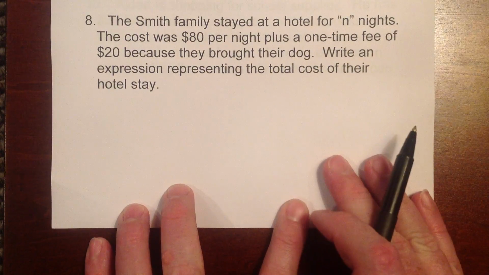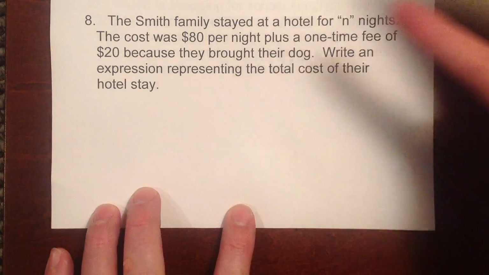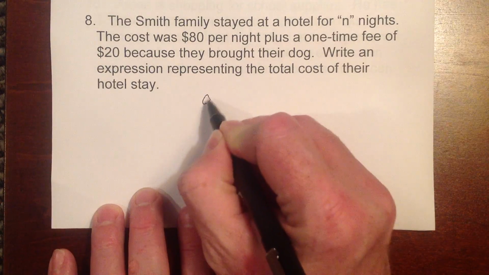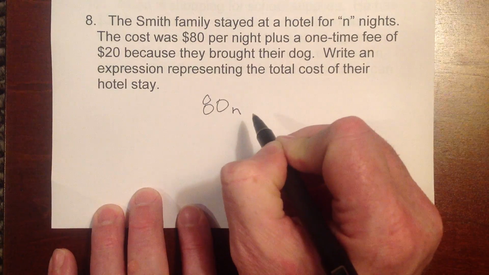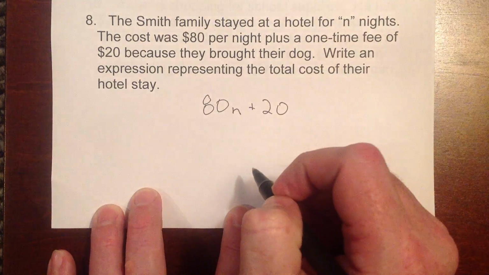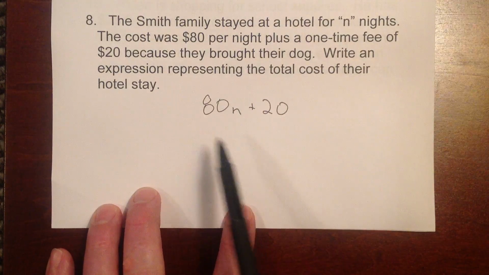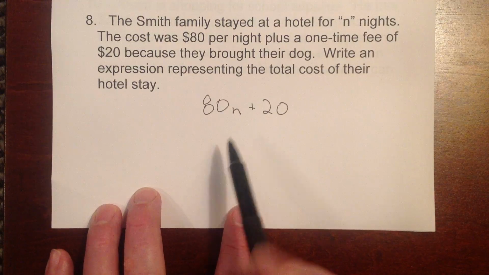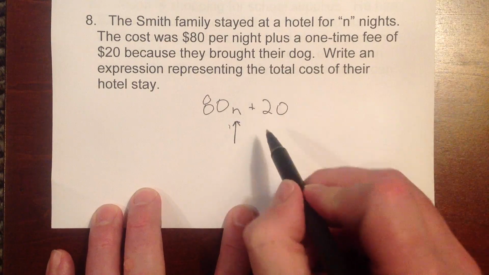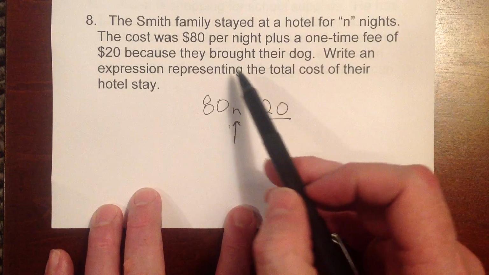The Smith family stayed at a hotel for n nights. So it could be 5 nights, 4 nights, whatever. It's a variable. It's an unknown number of nights. The cost was $80 per night. So we have 80n plus a one-time fee of $20 because they brought their dog. Write an expression representing the total cost of their stay. So this expression right here will give you the cost for any number of nights that they stayed. This fee of $20 was a one-time fee. They only had to pay it one time. They did not have to pay it every night.